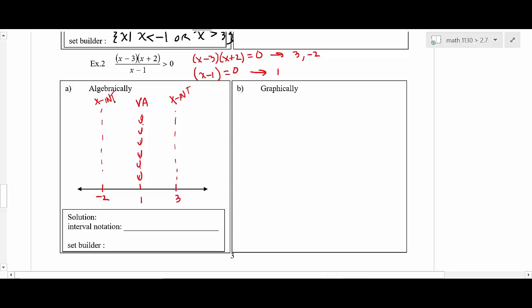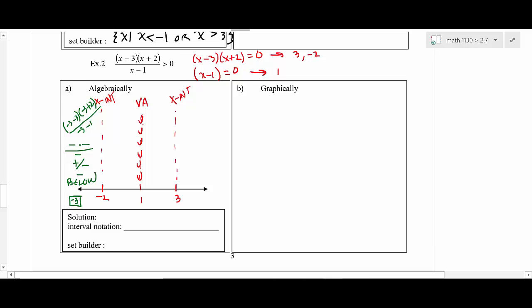Okay, now what we're going to do is the same thing we've been doing. We're going to do test points. Okay, so we're going to go ahead and crunch that out one by one. So let's take a point here like -3. Crunch it out. Do as much in your head as you can. You'd have -3 minus 3 times -3 plus 2 all over -3 minus 1. Okay, so that looks like you'll have a negative times a negative in the numerator over a negative. That's a positive over a negative. That means it's negative, so that means you're below the x-axis.